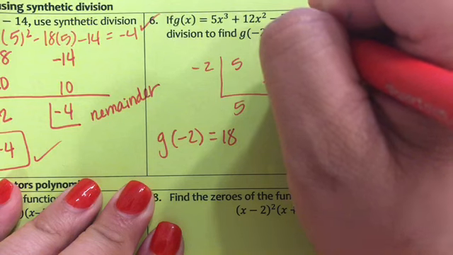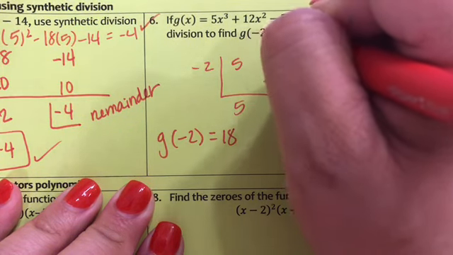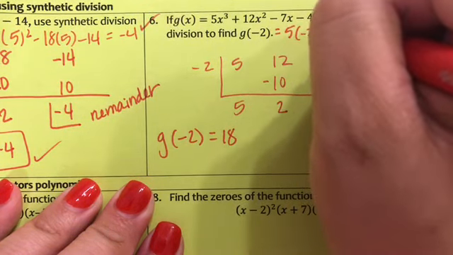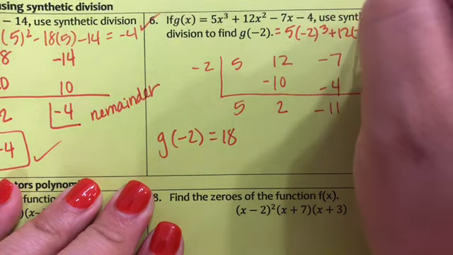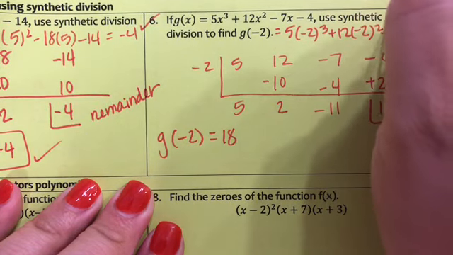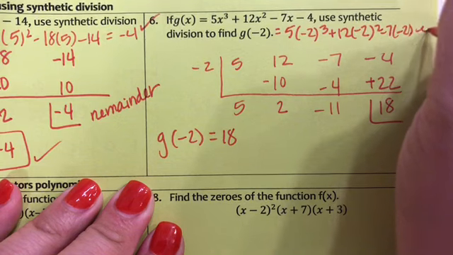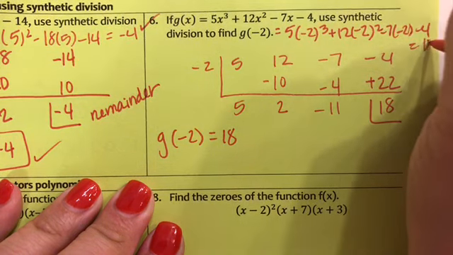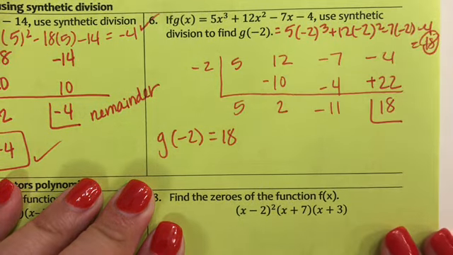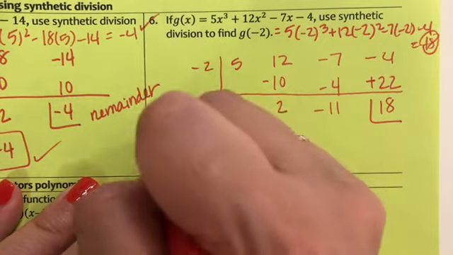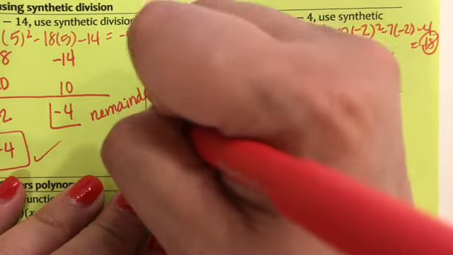And let's check this. So we're going to say 5 times negative 2 to the third plus 12 times negative 2 squared minus 7 times negative 2 minus 4 equals 18. And you can check that using a calculator. So this is my solution, and this is the work.